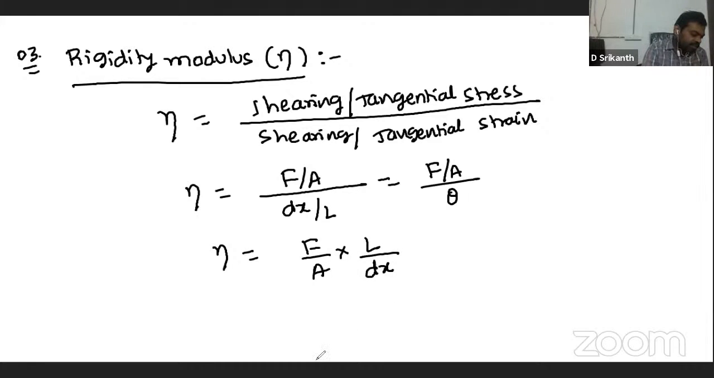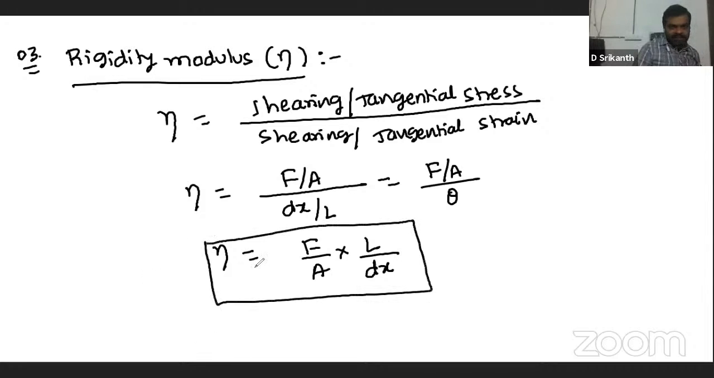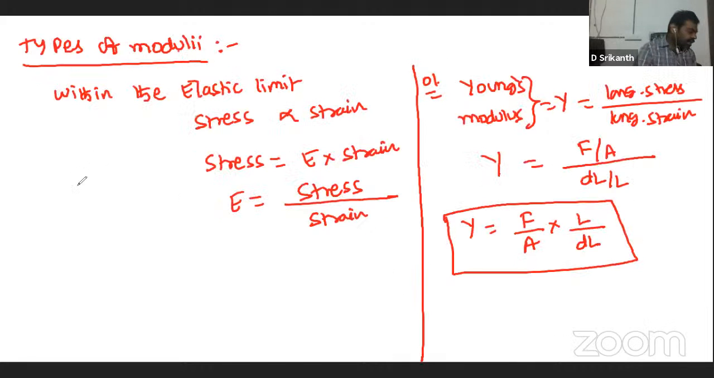Remember the formula for the rigidity modulus. Write down the types of moduli. Put the side heading as types of moduli and write it down.